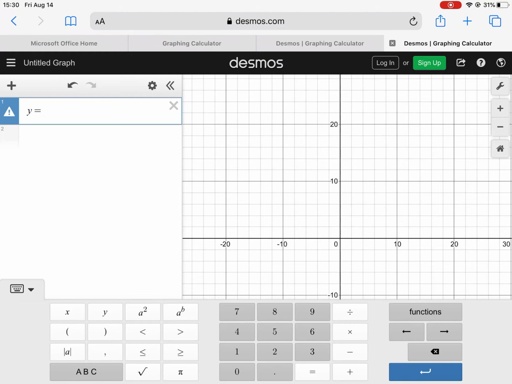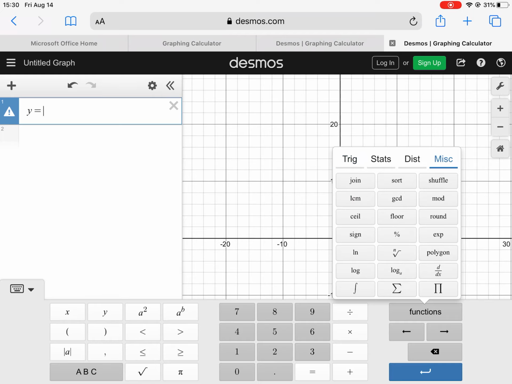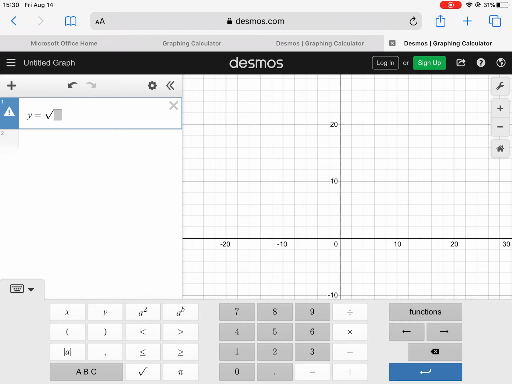to get to. The way I do it is I click on the functions button. At the top you see trig, stats, distance, I think that's distance, and then misc for miscellaneous. You're going to click on the misc button. And down where it has a little n on top of the root, that stands for nth root, meaning it can be whatever you like. I would like it to be 3.